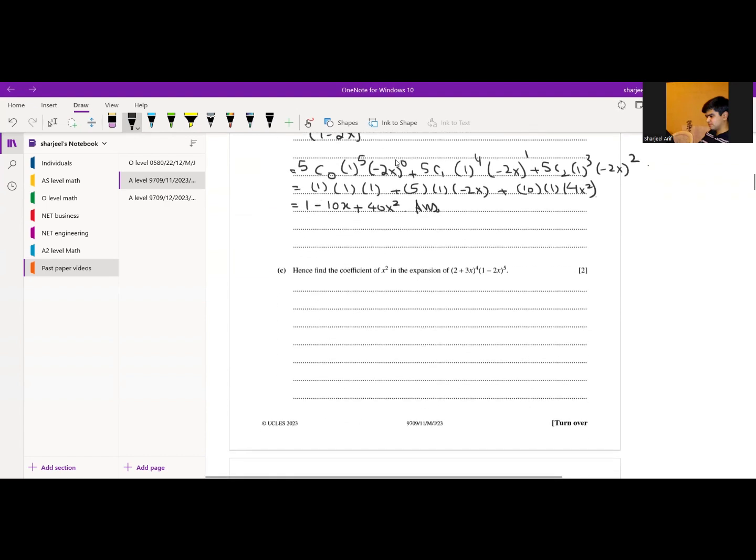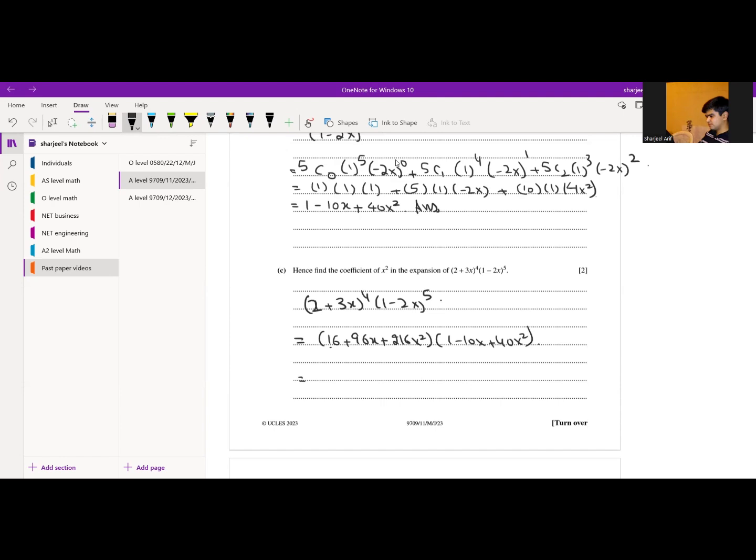For part 3, we have to find the coefficient of x square. So just focus on getting x square in your expansion. We have done the expansions of both expressions in the previous parts, so we will use them to solve for the coefficient of x square. For the first one, you will use 16 plus 96x plus 216x square. And for the second one, that is 1 minus 10x plus 40x square. So you will have to focus on getting x square only.